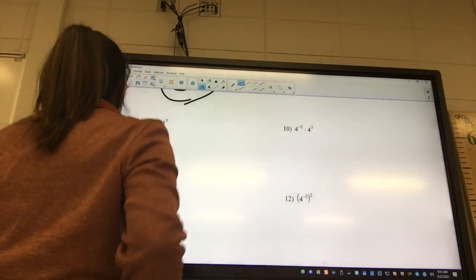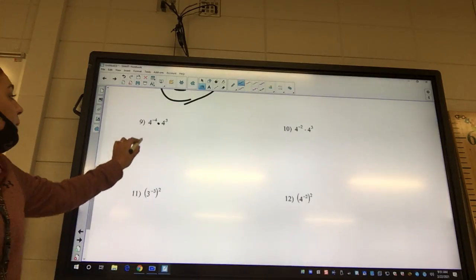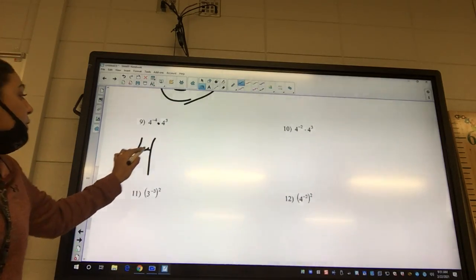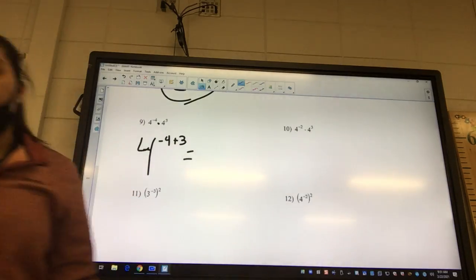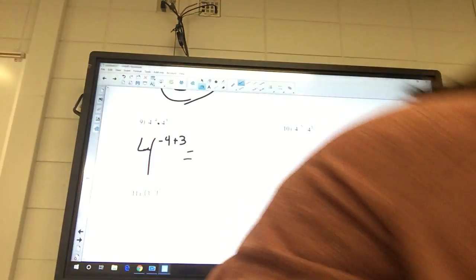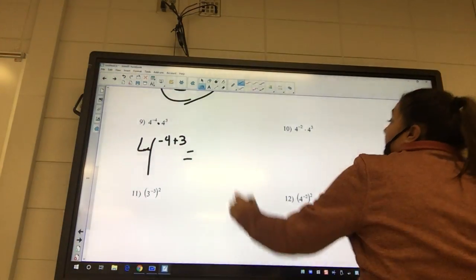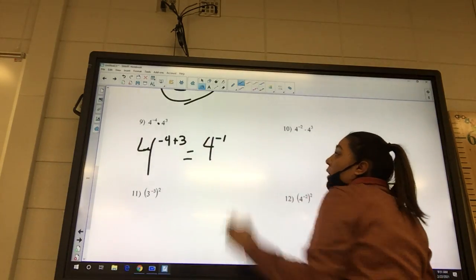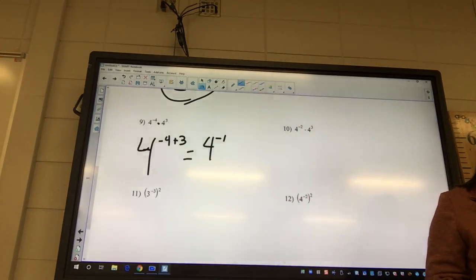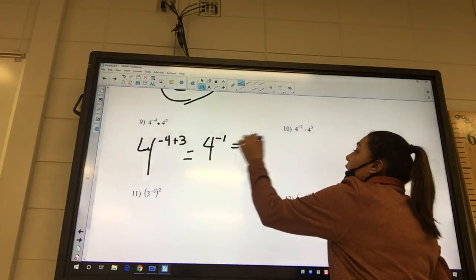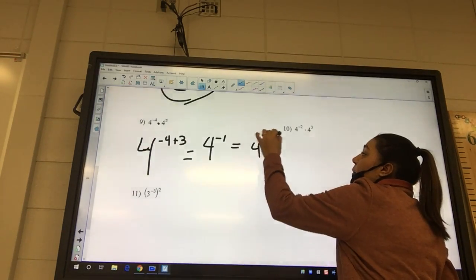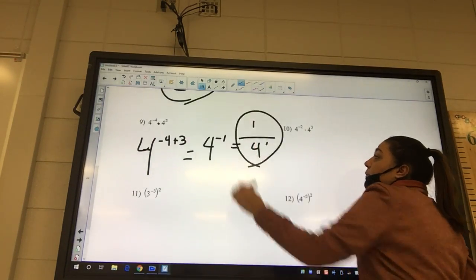Okay, so product rule says add the exponents. We're going to keep the base and add the exponents together. So you got -4 plus 3. What is -4 plus 3? -1. So you're going to have 4 to the -1. What do we do with negatives? We put it on the bottom. So you're going to have 4 to the 1 on the bottom, and we have a 1 on top.